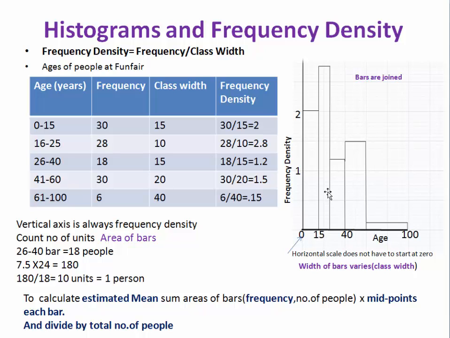Then we mark our frequency densities, so here it's 2, 2.8, 1.2, 1.5, and 0.15, and then draw our vertical lines to make bars which are joined together. And remember, the area of these bars is proportional to the frequency. The vertical line is always the frequency density, the horizontal line is age, and these are our class widths on the bottom.